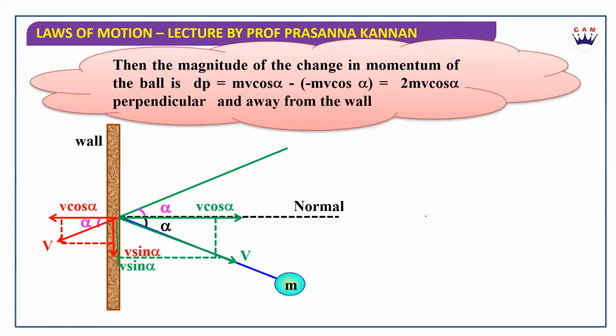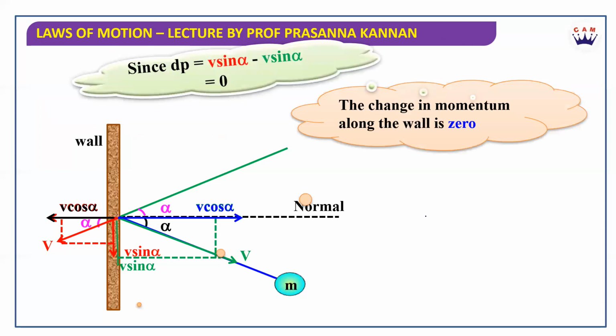Clear? So now suppose if I change. Where is the change in momentum acting, along which direction? Along the normal. So change in momentum along the wall is what? That is V sin alpha minus V sin alpha. What is it? 0. So only along the normal there is change in momentum.